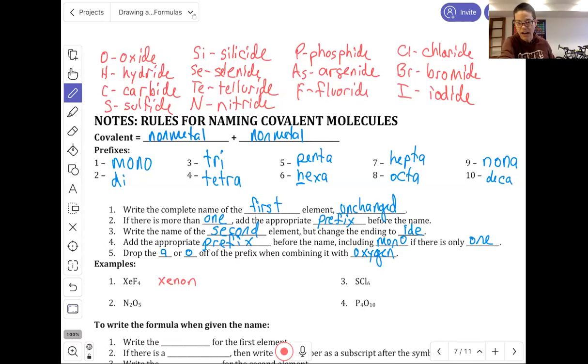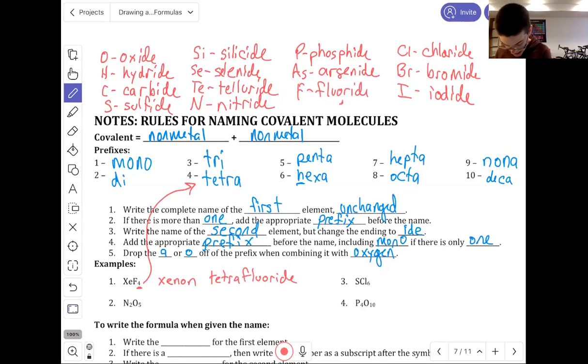So what am I going to write for the F? Fluoride. All right, it becomes fluoride. And the prefix that I'm going to add to it, I simply match that 4 to here, and I would write tetrafluoride. And that's it. That's how you write the name of one of these things.